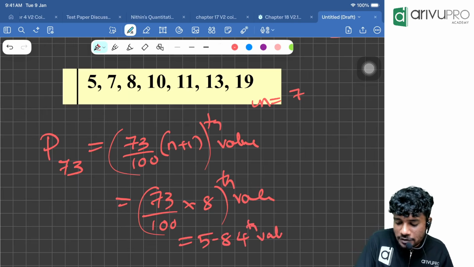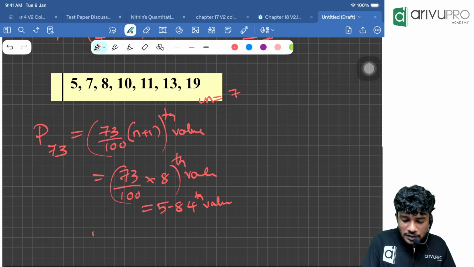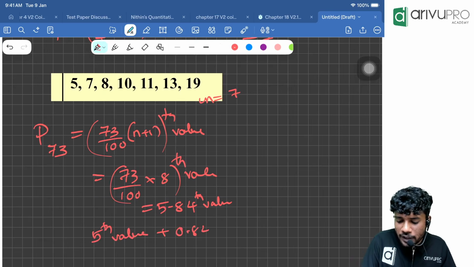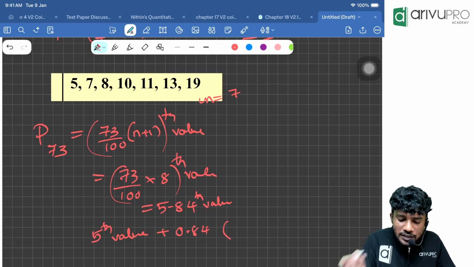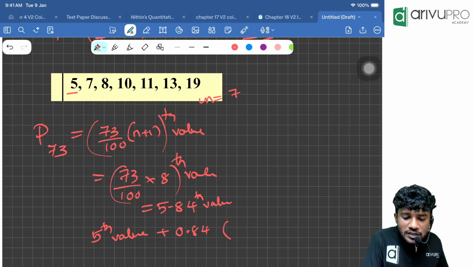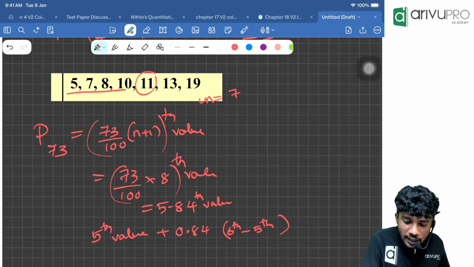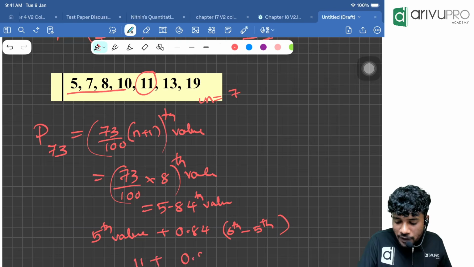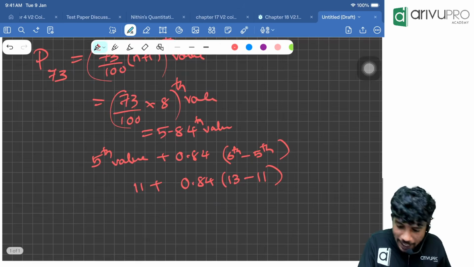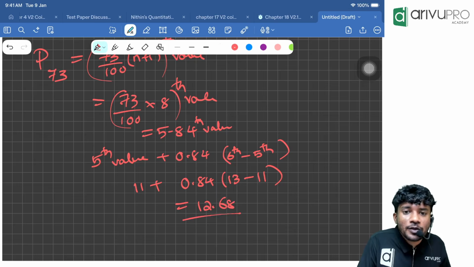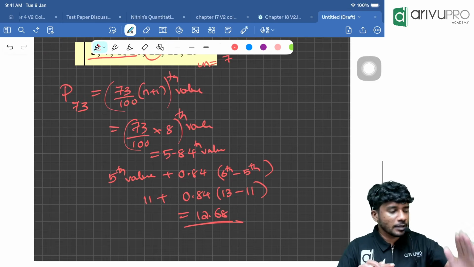5.84th value. Correct? 5.84th means 5th value plus 0.84 into 6th value minus 5th value. Who is the 6th value over here? 6th minus 5th. 5th is 11, plus 0.84 into 13 minus 11. How much is the value coming to be, people? 12.68 something are you getting? Yes. So we studied percentile.